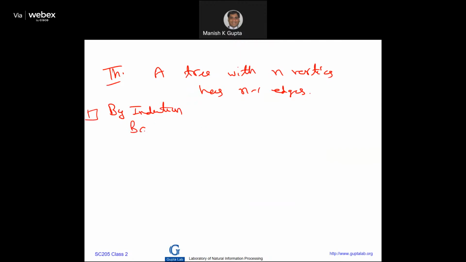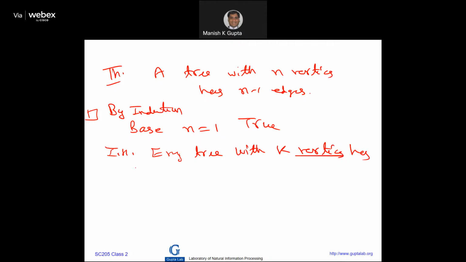The base case, n is equal to 1. If there is only one vertex, there is no edge, right? So this result is true. Induction hypothesis. So suppose that every tree with k vertices has k minus 1 edges. Suppose k is positive here.